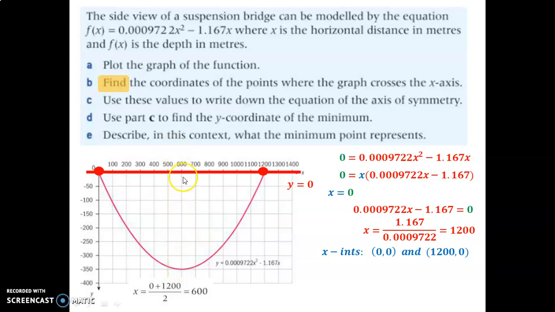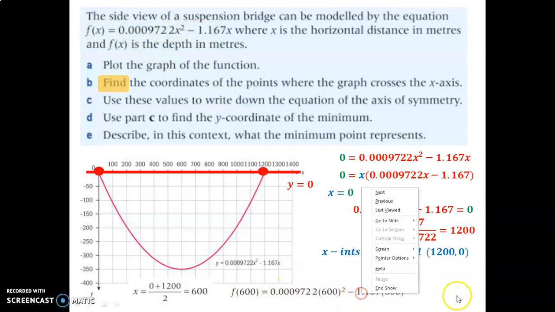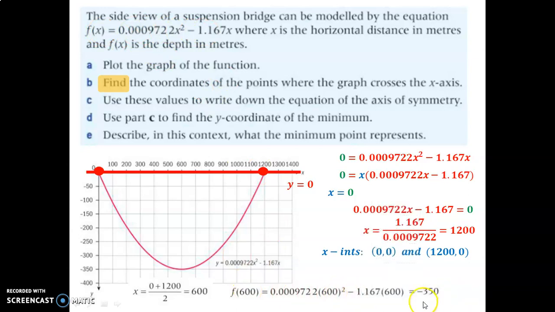Now, that is the x value, so what is the y value there? To find the y value, we put 600 into the function, so that 600 goes right into this function here, and you get a result of negative 350. And that makes sense. We can confirm it on the graph, negative 350 right here.